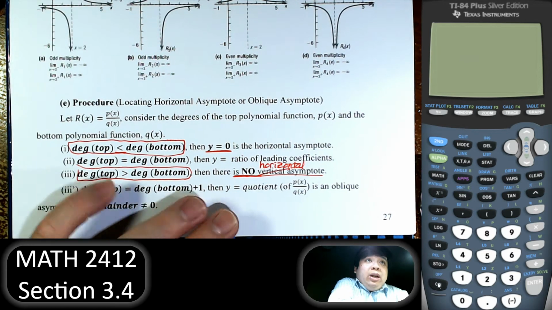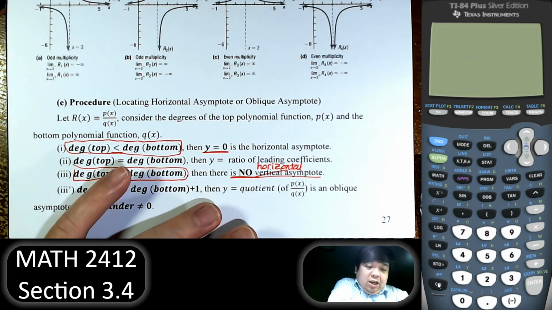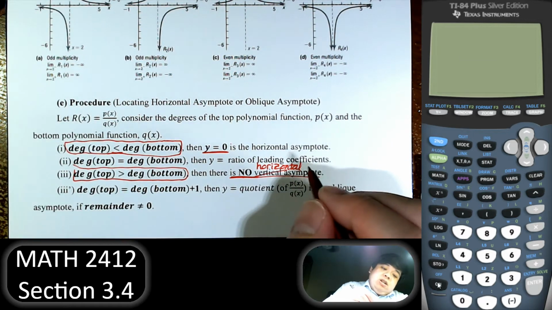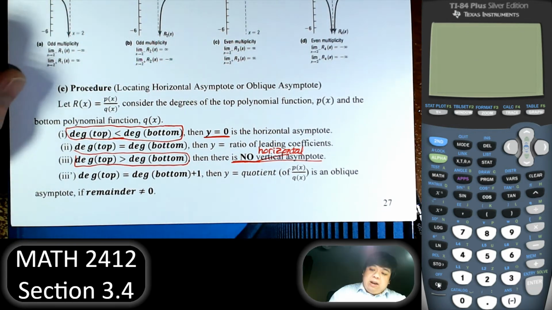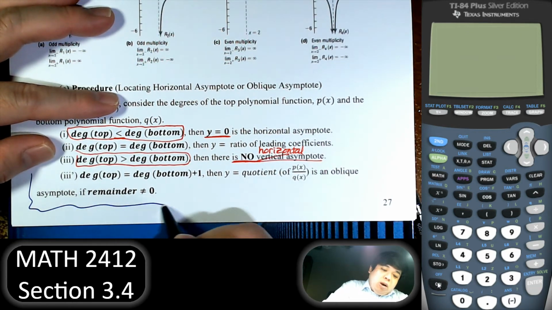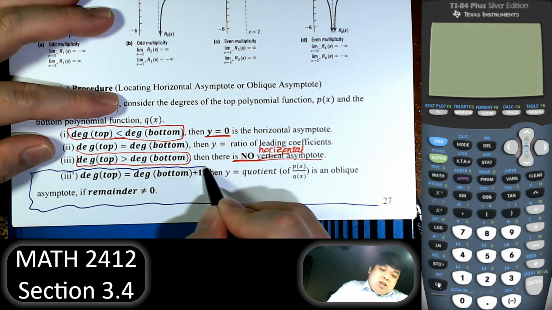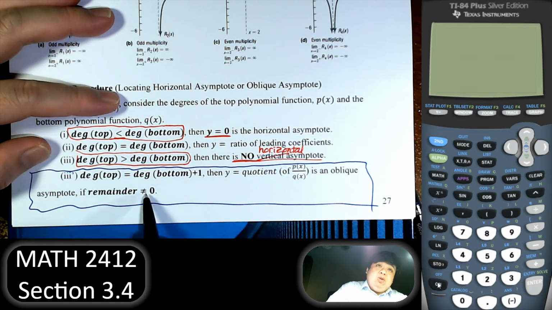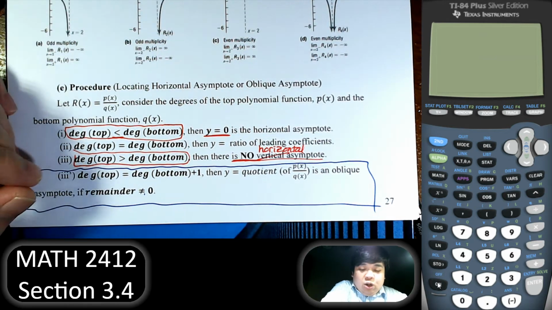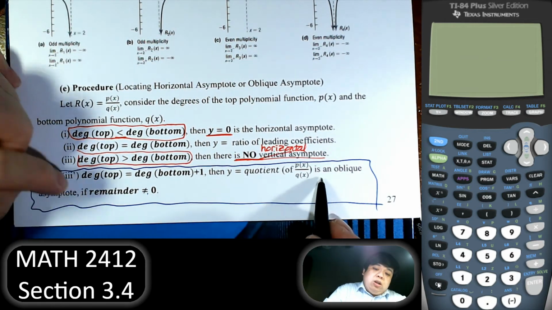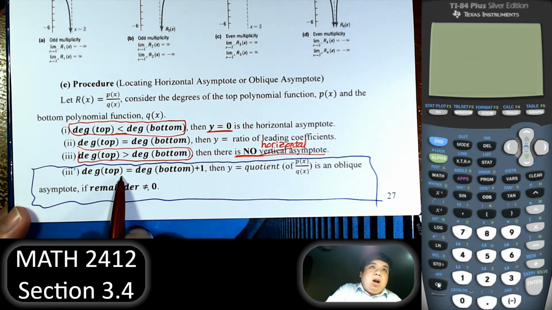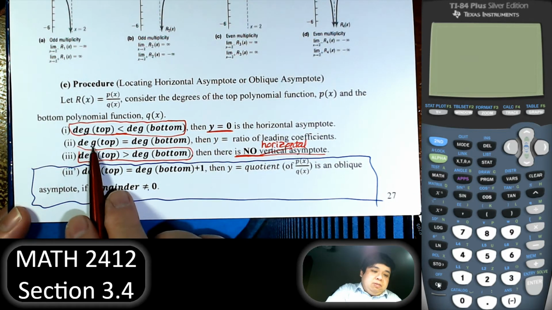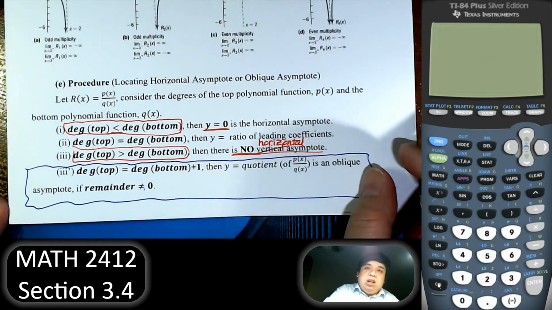And when we have the degree equal to, we will have y equal to the ratio of leading coefficients. On a special case, when we have degree on top that is exactly one more than the bottom, that's where we have the slant asymptote. I mean, if the remainder is not equal to 0, then y equal to quotient is the oblique asymptote or the slant asymptote. So if the degree is bigger on the top, there will be none. Bigger on the bottom, it will be 0. If the degrees are equal, then we divide the leading coefficients.